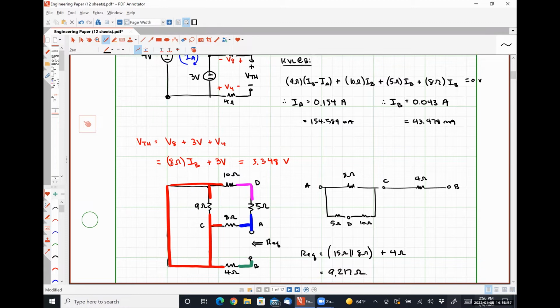Is everybody okay with the analysis we did there to determine our Thevenin equivalent resistance? We took the resistor out, made sure that we were looking at a dead network, and then used simple resistor combination techniques to figure out what the equivalent resistance we saw was.